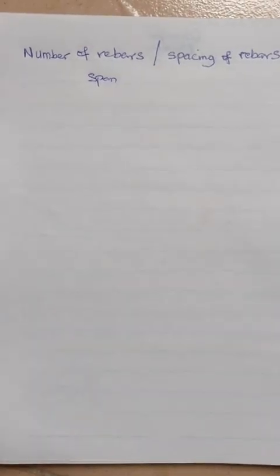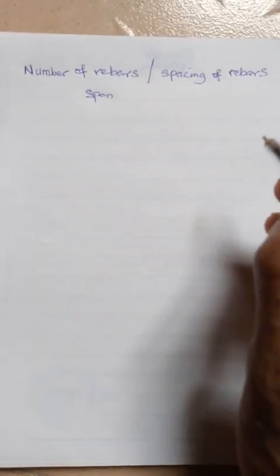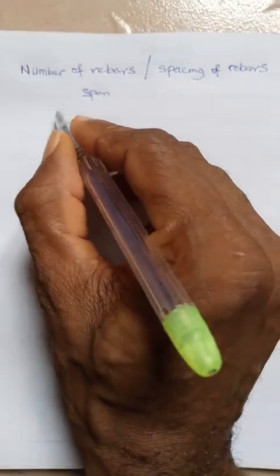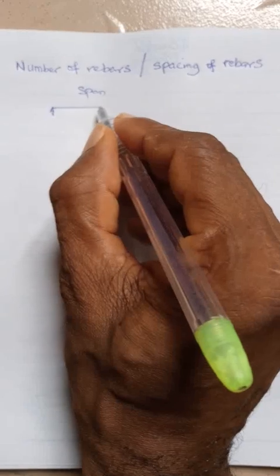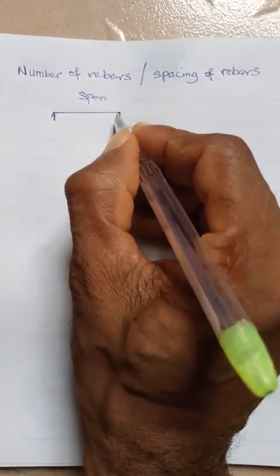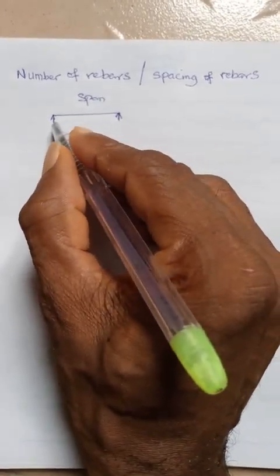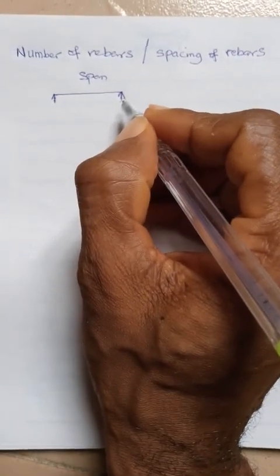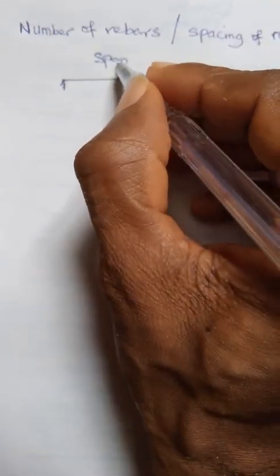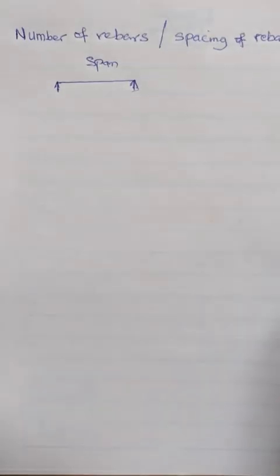A span is the distance between one support and another. For example, we have a support here, then we have another support here. So the distance between this point and this point is the span.